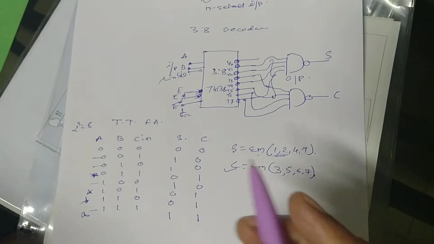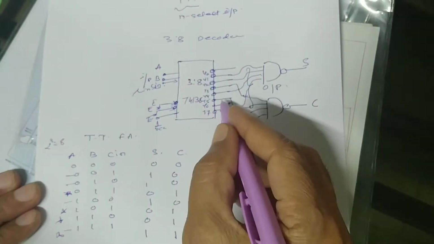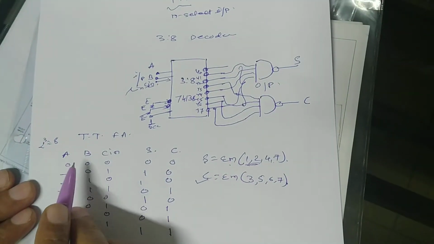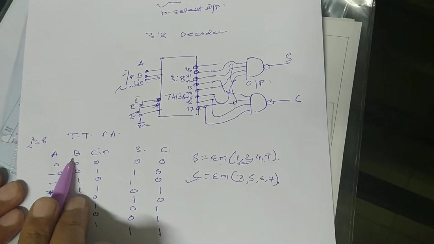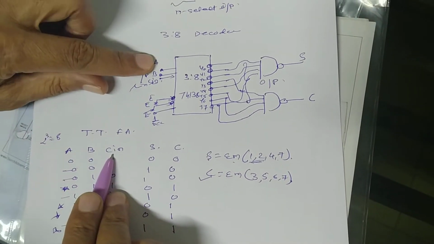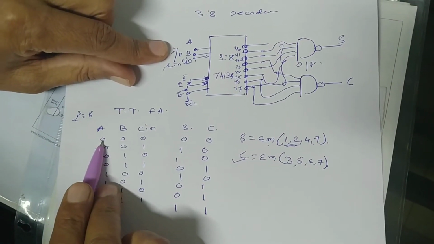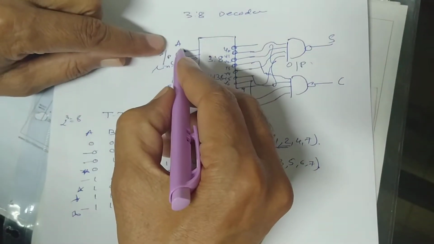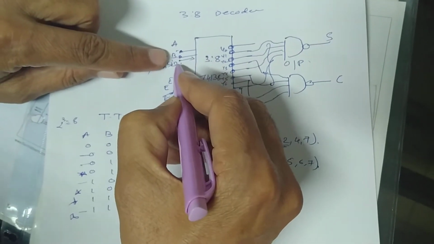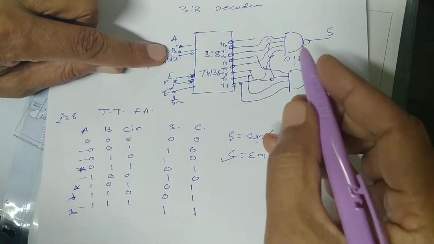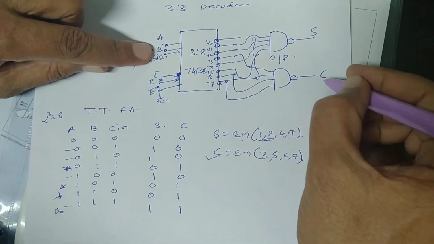So like this we have to make the connections, and we have to apply the inputs according to A, B, C in. Means A, B, C in, we have to connect like this: 0 0 0. So here we connect 0, this is 0, this is 0, and we have to take the output at this sum and carry.